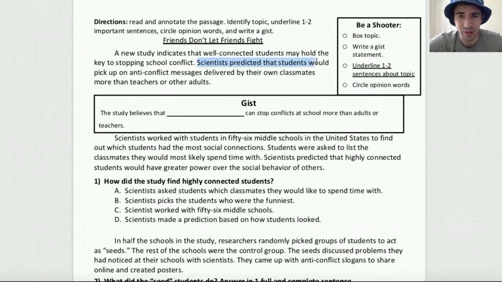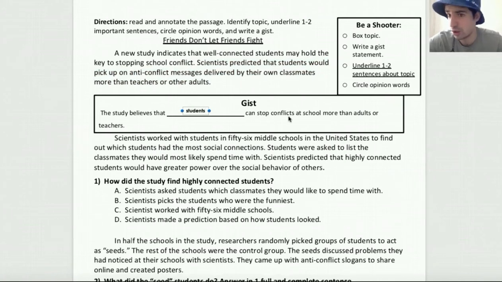Well, scientists predicted that students would pick up on anti-conflict messages, so like non-bullying stuff, delivered by their own classmates more than teachers or adults. So other students can stop bullying and things like that better than adults or teachers can. This study believes that, and I'm going to type this in, students can stop conflicts at school more than adults and teachers.